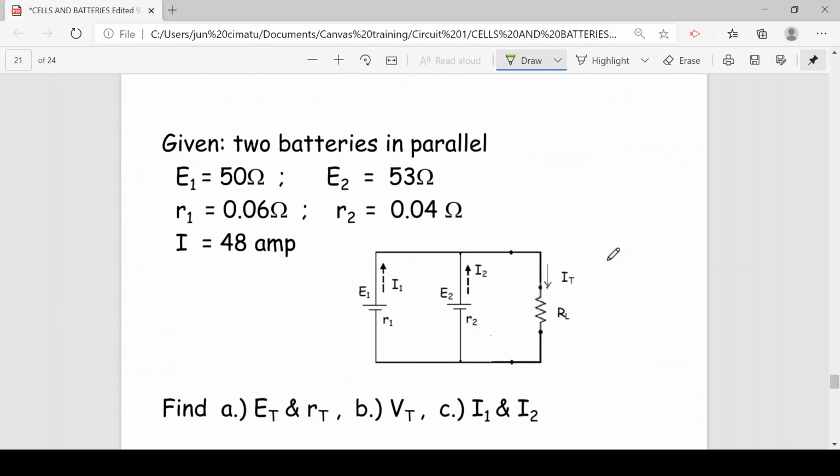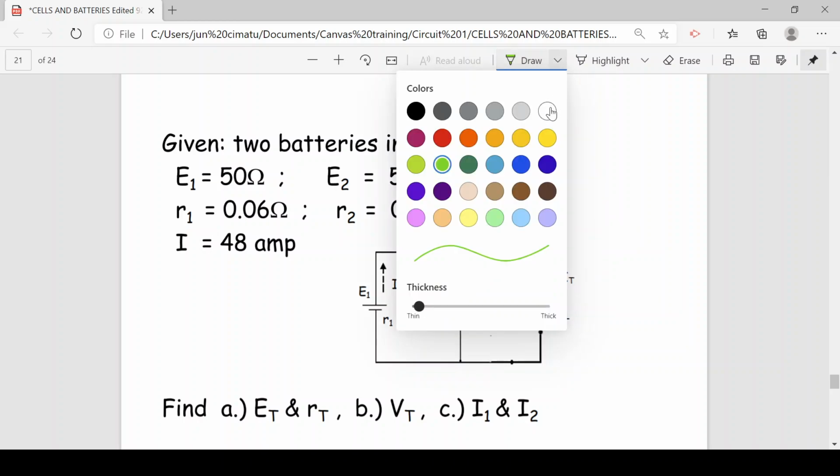For the second example, these are two batteries in parallel with internal EMF not equal, or these are batteries that are not identical.